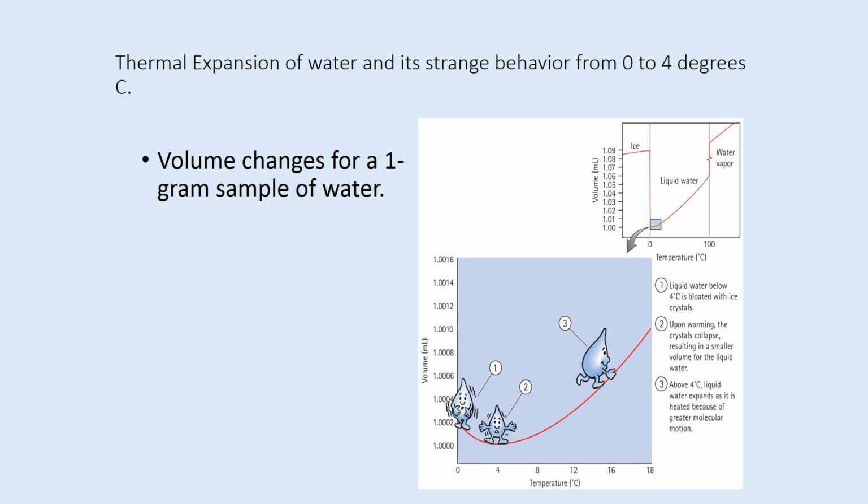But the strange behavior of water is that between 0 and 4 degrees, it does exactly the opposite of what we expect. So if we cool water down from 4 down to the freezing point, the volume of the water actually expands instead of contracts. And it's only in this narrow range that this occurs. And it is due to the molecular structure of water that we'll examine in the next slide.